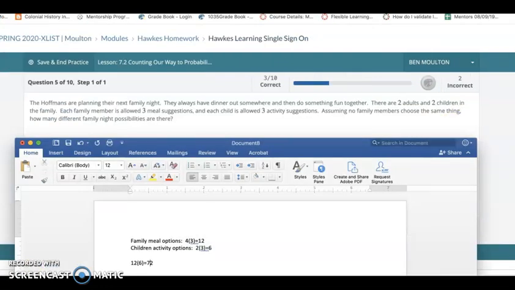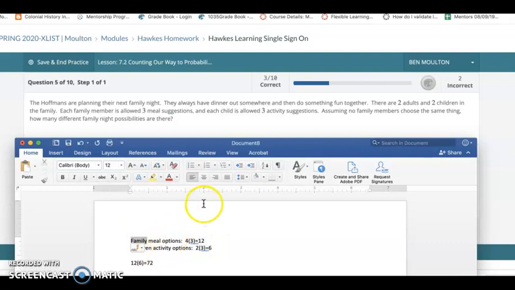Alright, sorry guys, I traded up this problem for a new one just because I made sure I knew what was going on here. So this one, they changed the numbers. Hoffmans are planning their next family night. They always have dinner somewhere. They do something together. There are 2 adults, 2 children. So that's a total of 4 family members here, right? And they got 3 meal suggestions. So 4 times 3 gives you 12 options for the family meals.